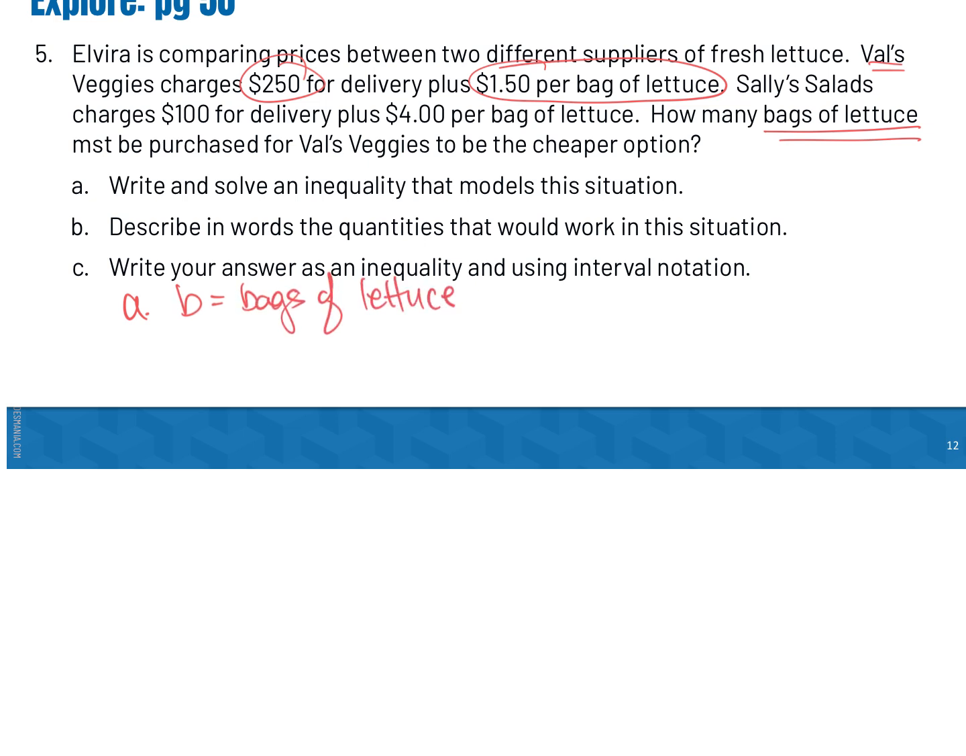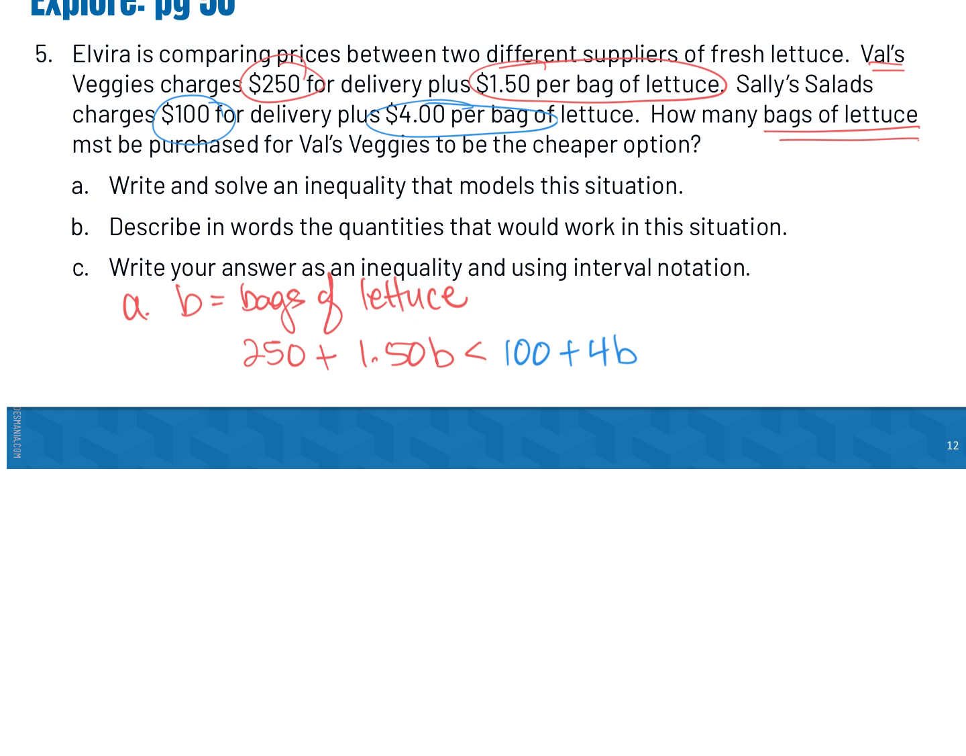Use any variable you want, okay? So Val is going to be looking for the cheaper side. So we're going to do $2.50, that's the flat fee, plus $1.50 per bag. And then we're using Sally's as the other. Sally's is 100 and then $4 per bag. So she starts at 100 and then $4 per bag. So this is the equation because we're going to be comparing the two. This is the equation that goes along with the situation. Okay, now solve it and then come back to me.